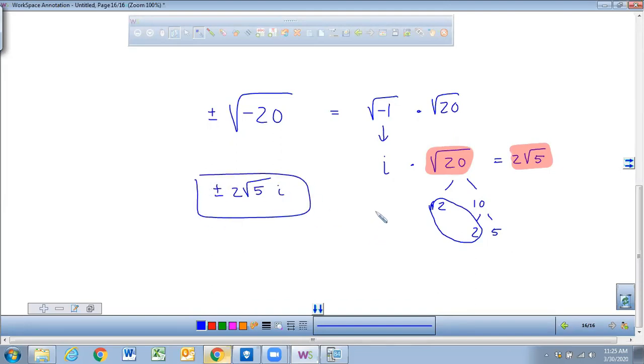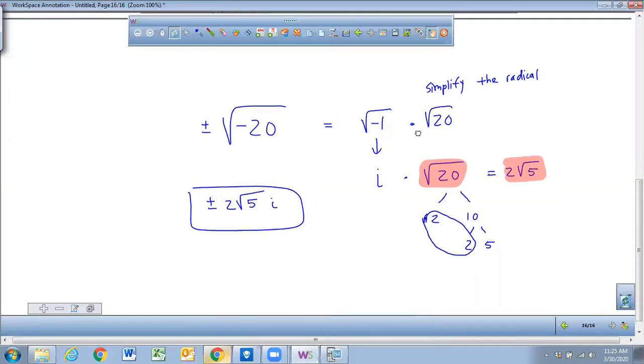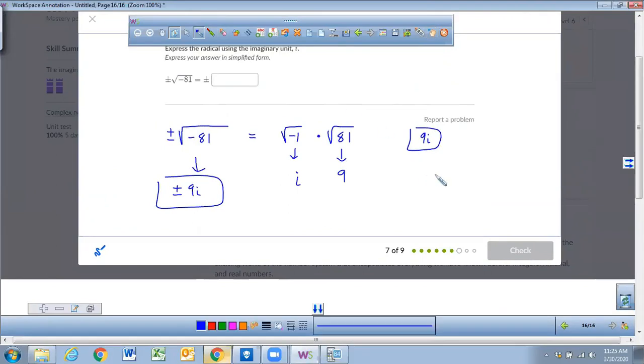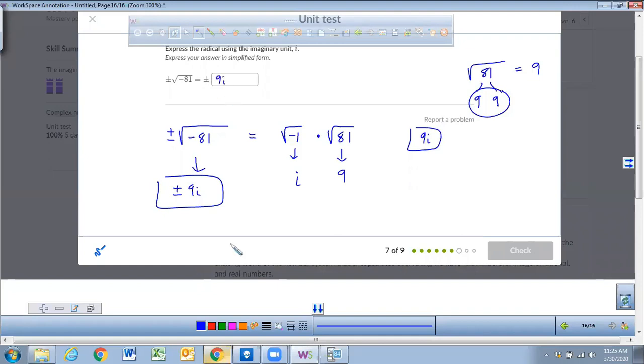So if you don't have a perfect square, what do you have to do? You have to simplify the radical. So what do radicals look for? Groups of 2. Now why was ours an easy one? Because what does 81 break down to? What are the two factors of 81? It breaks down to a 9 and a 9. You're done. So this one becomes pretty easy. We're just going to put plus or minus 9i.